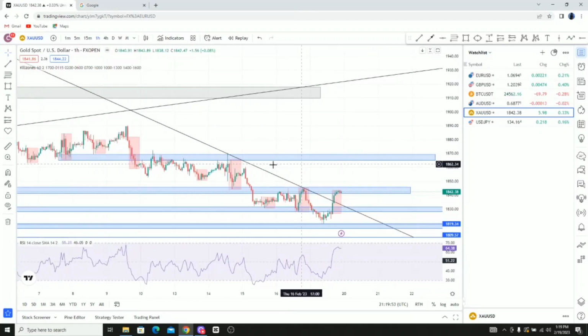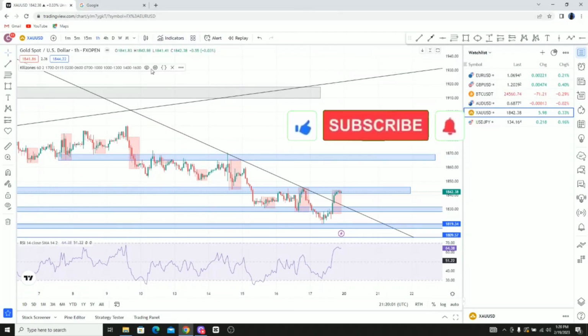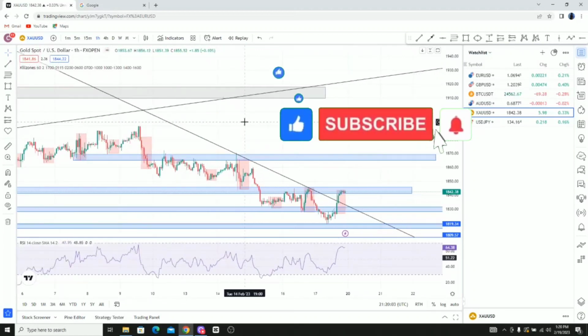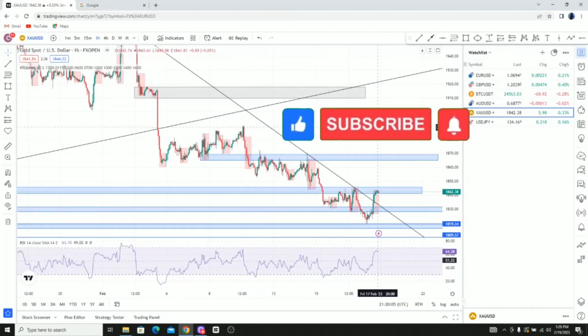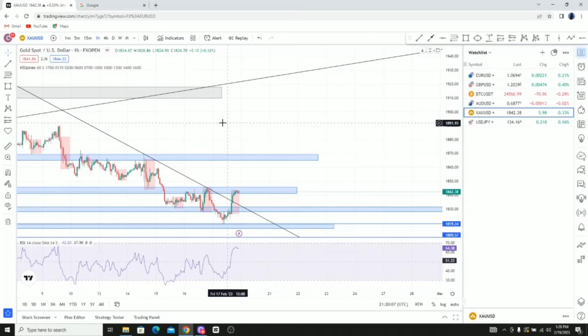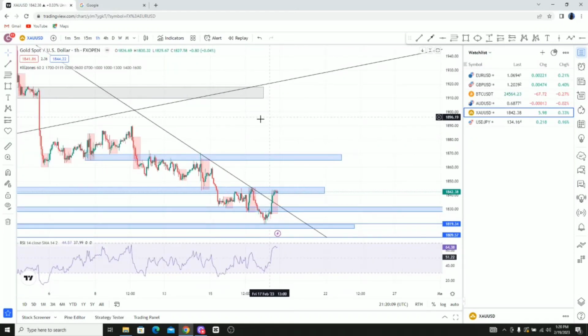If you look at where I drew this, all of these are the Asian sessions. If you want to know how to draw the Asian session, go to your indicators, look for Asian session zone, and set your time according to your GMT. The Asian session will automatically form from there. So these are the Asian sessions.